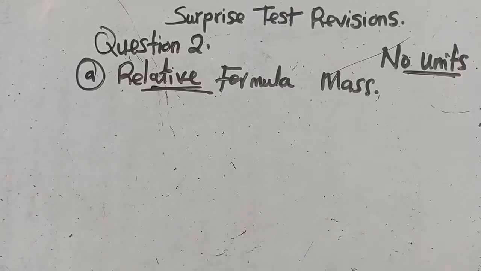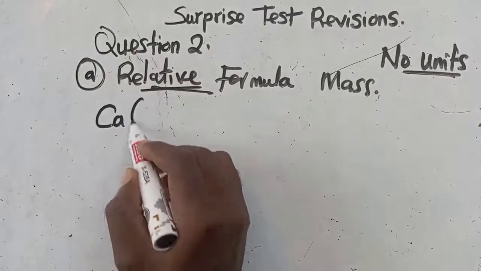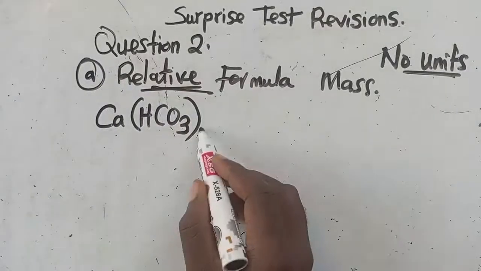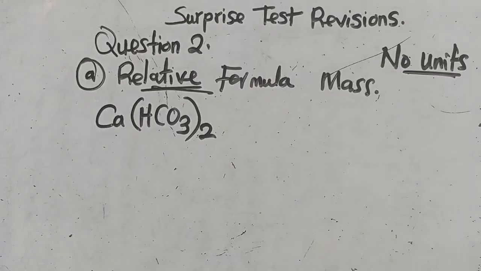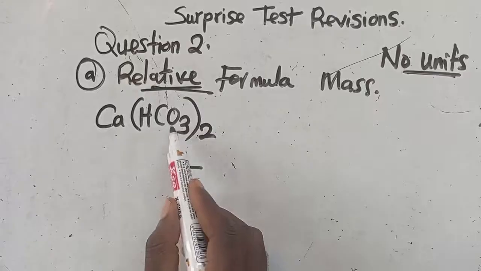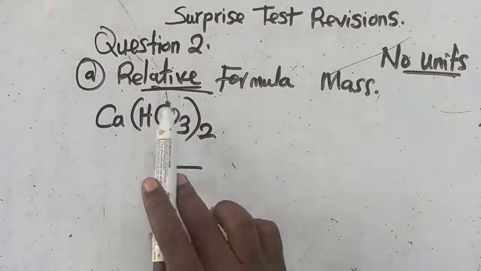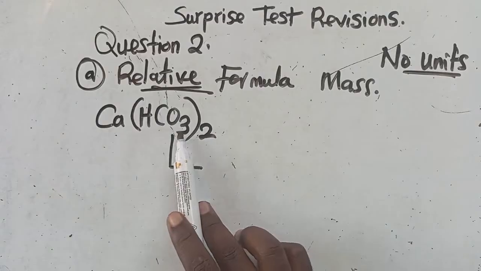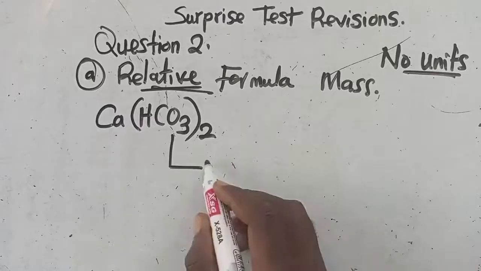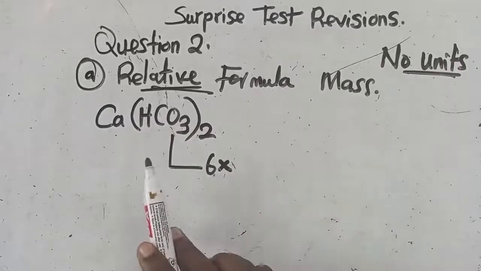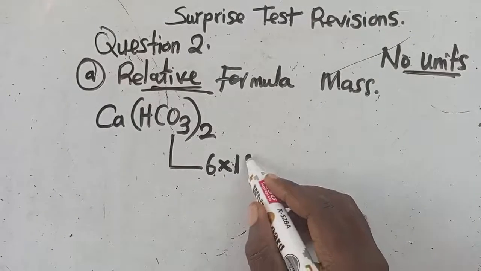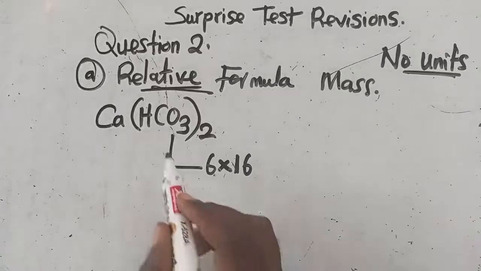So the first one was called calcium hydrogen carbonate. That is written like this. This is the correct chemical formula. How can you find this? You start doing this. So this is oxygen. Have you seen? This 2 applies for everything that is there. So there is already a 3. We don't add, we multiply 3 times 2. That is 6. 6 times, what is the mass number for oxygen? You check on your periodic table. That is 16.